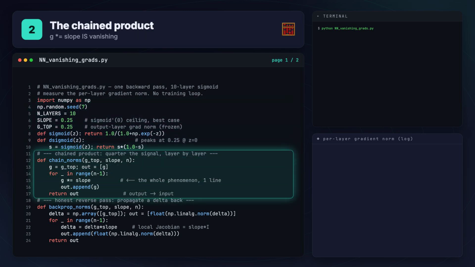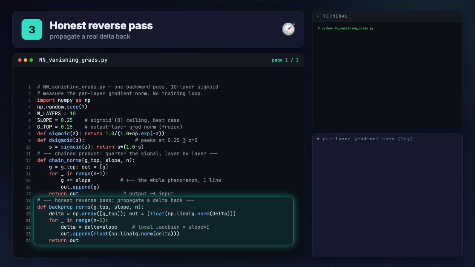This block is the heart of it, the chained product. We start the gradient at the output equal to 0.25 and walk downward through the layers, multiplying by each layer's local slope as we go. We stash the running value at every layer into grad_norms. Watch the comment: g *= s is the entire vanishing gradient phenomenon in one line. Everything else in this file is bookkeeping around that one multiply.